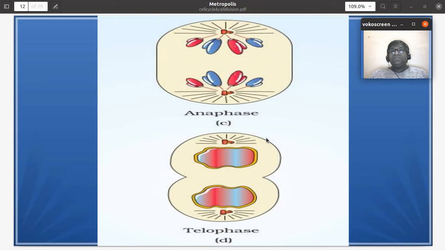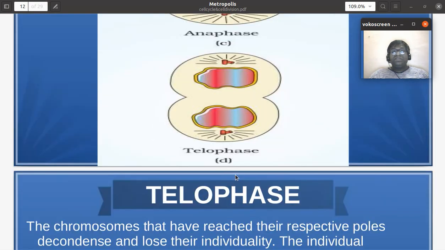So in telophase, what happens is the nucleus gets reorganized. The nuclear membrane reappears, the nucleolus reappears, and the coiled chromosomes are going to get uncoiled. So the compact chromosomes are going to become uncoiled. You notice that in the telophase.